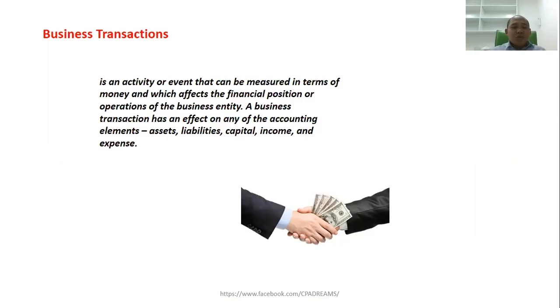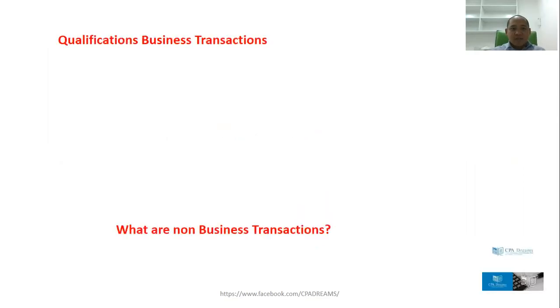Okay, so how do you qualify a business transaction? There are 5 criteria. You really need to remember this. First, a transaction should involve the business entity. Here comes the concept of accounting entity. Remember that there is a separation between personal and business transactions. So there is a distinction.